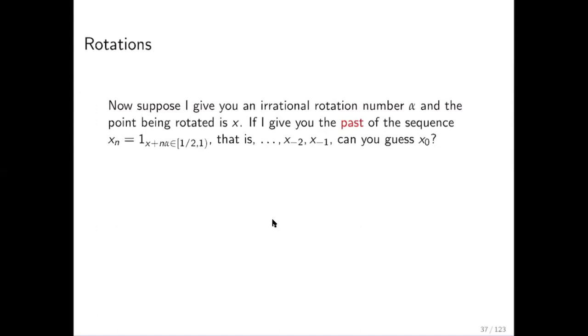Now, suppose I'm given all of this, and I look at the entire past of the sequence. I look at x sub n, which notes down whether it visited the second half or the first half. That's precisely this set: I'm asking whether x plus n alpha belongs to [1/2, 1). So somebody gives me x_{-1}, x_{-2}, x_{-3}, x_{-4}, x_{-5}, and so forth. And the question I want to ask is, can you guess x_0 from it?